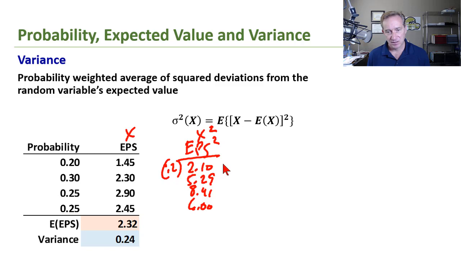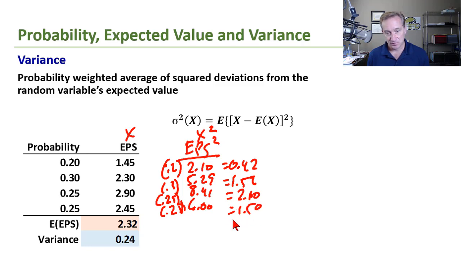20% of the 210 is 0.42. 30% of the 529 is 1.59. If I say 25% of the 841, I get 210. And 25% of the 6 is 150. If I add those together, I get 561 here. And what is that? Well, that is the expectation of x squared.